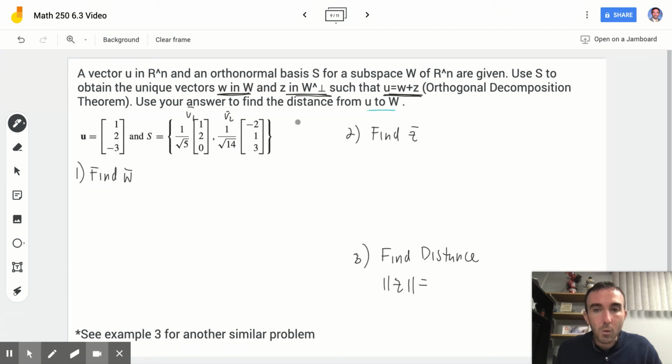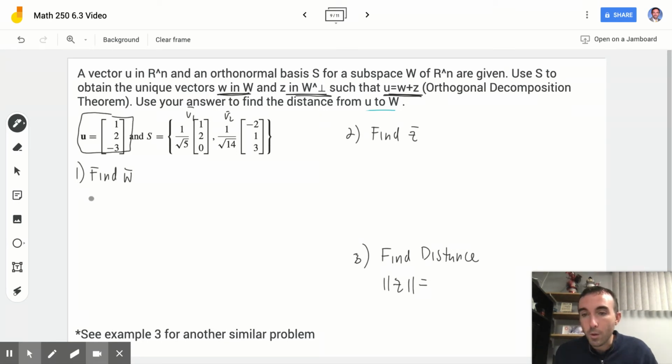So this means you want to take a given vector and rewrite it as the sum of two vectors, one that's in W and one that's in W's orthogonal complement. Once we do that, we want to use our answer to find the distance from u to W. So the first thing we're going to do is find vector w, and to do that, we are going to use the orthogonal decomposition theorem.